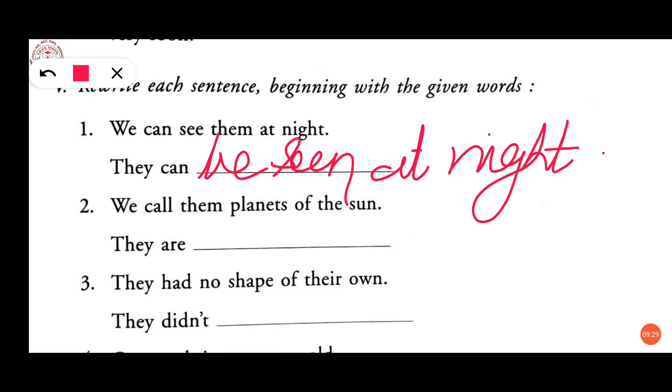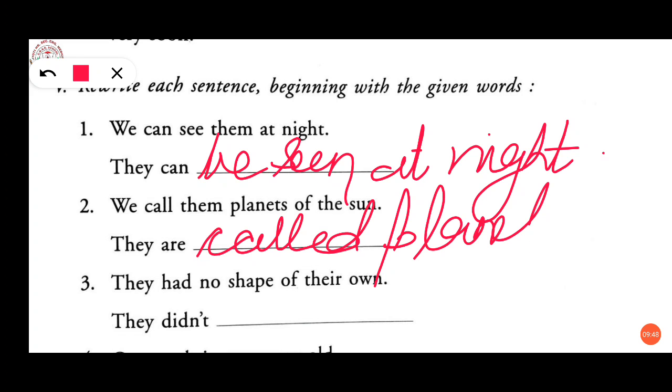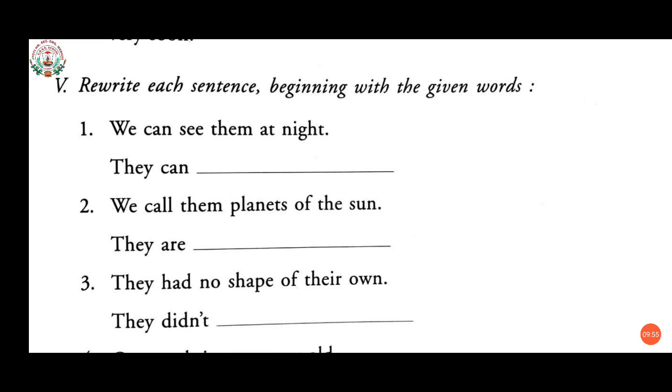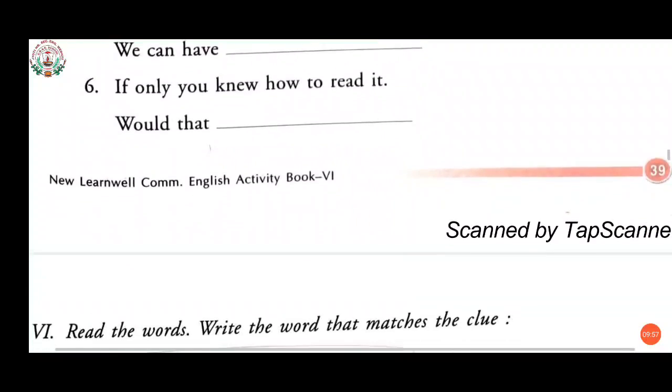How we can change this? They can be seen at night. Now second one, we call them planets of the sun. They are called planets of the sun. Here you can see it is given, they are called planets of the sun. Likewise, you will change the sentence.